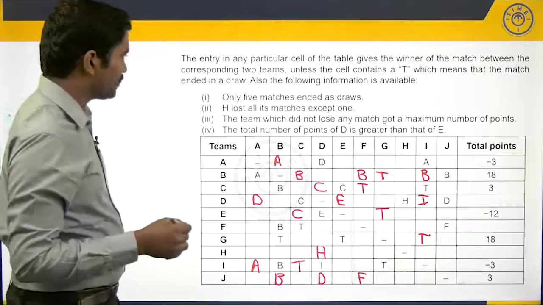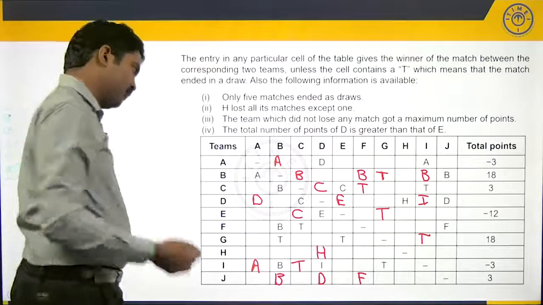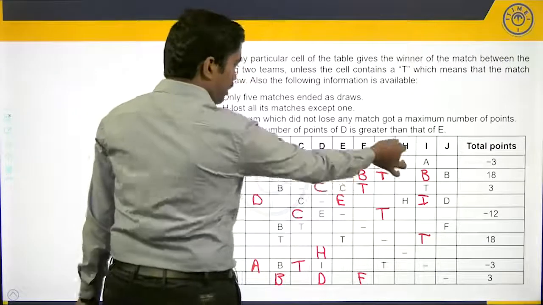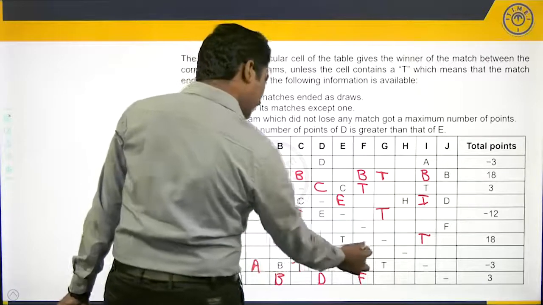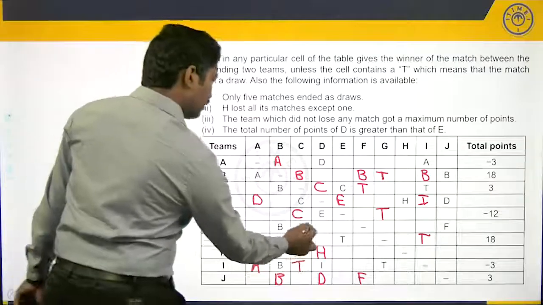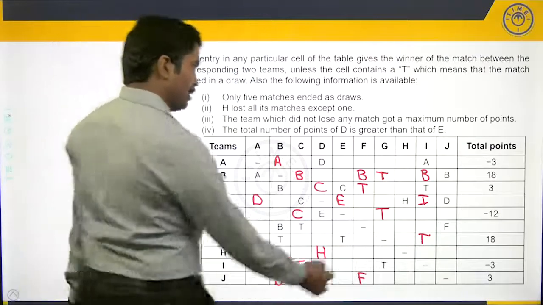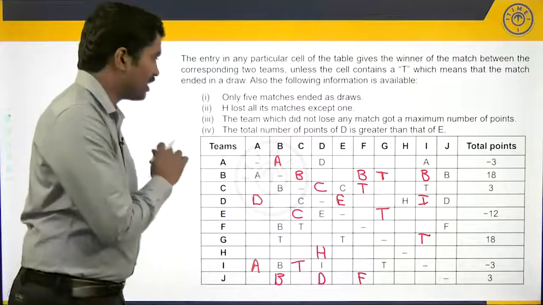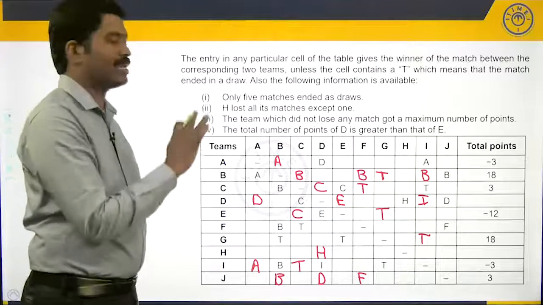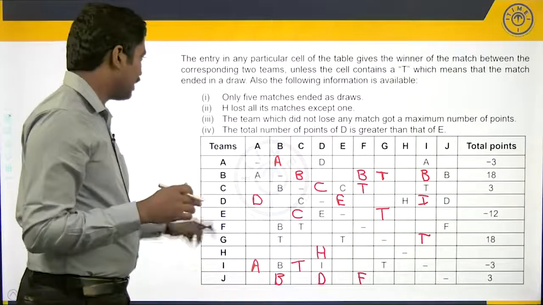Only 5 matches ended as draws. So how many ties do we see so far? We can check either above the diagonal or below the diagonal, right? We have 1, 2, 3, 4, 5. We got the 5 ties actually. This is just 5, which means every other match in every cell must either be a win or a loss for any of the teams involved.